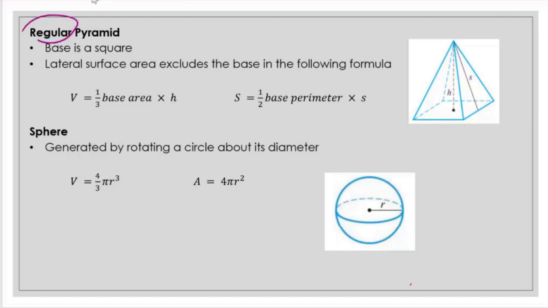So in this case, we need to know what regular means. Regular means the base is a square. If I have an irregular pyramid, the base is probably a rectangle. That's all I need to know about it.